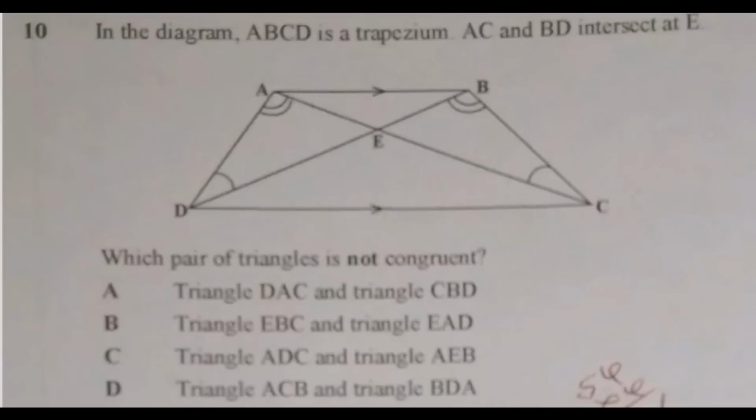We go to B, triangle EBC and triangle EAD. Are they congruent? Yes, they are. Okay, we go to C, triangle ADC and triangle AEB. Are they congruent? No, they are not. So the correct answer there is C.